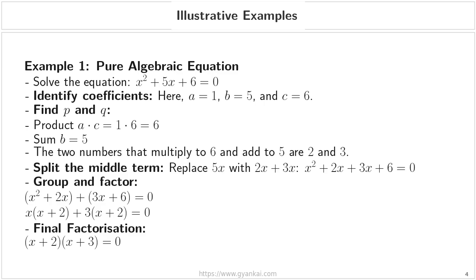Notice something very important here. Both groups now share a common binomial factor, which is the quantity x plus 2. This is exactly what we want to see. Finally, we extract this common binomial to arrive at our final factorized form: the quantity x plus 2 multiplied by the quantity x plus 3 equals 0. This completes the algebraic process. In the next slide, I will show you how we can apply this exact same logic to solve a more complex, real-world geometry problem.